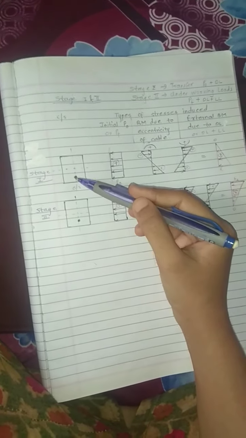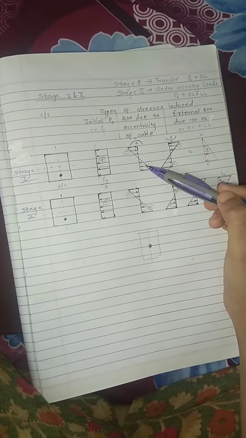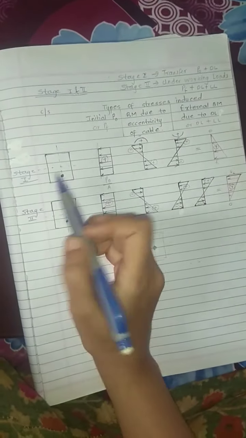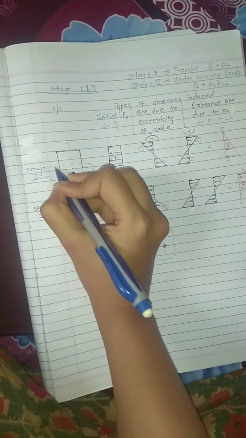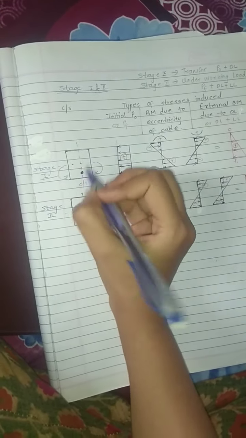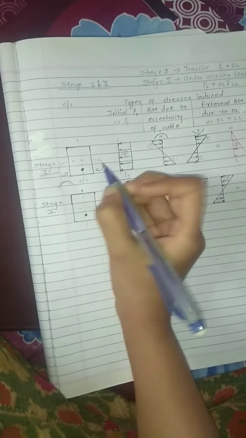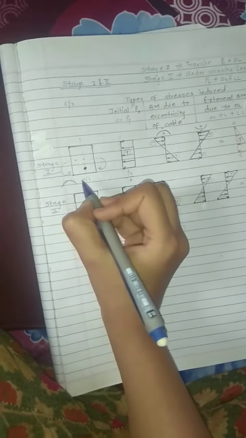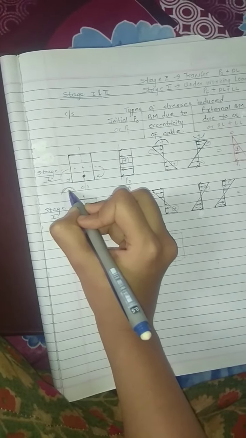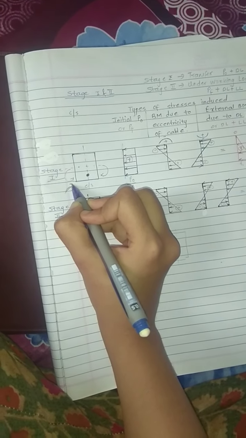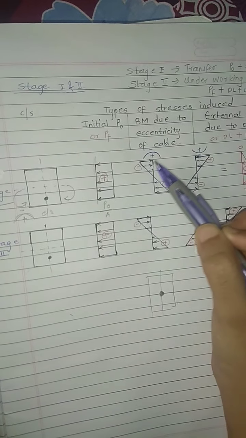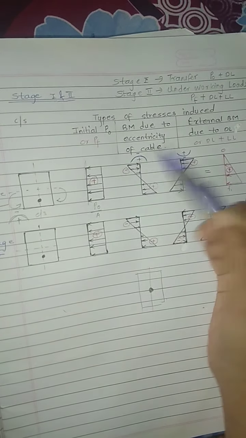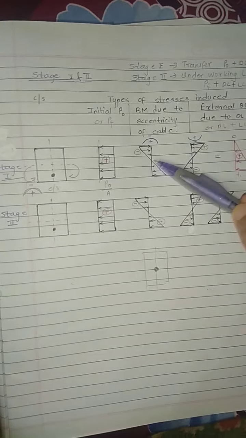Because of eccentricity of this cable, bending moment is induced. Fine. So with respect to neutral axis, eccentricity of the cable induces hogging bending moment, like this. So due to hogging, the stress at bottom is compressive, that is plus, and the stress at top is tension, that is negative. Okay, so we can see here the stress diagram, bottom positive, top negative. This is due to eccentricity.